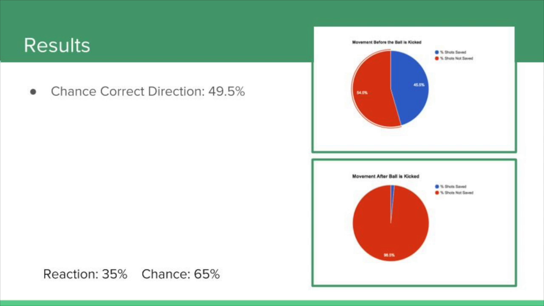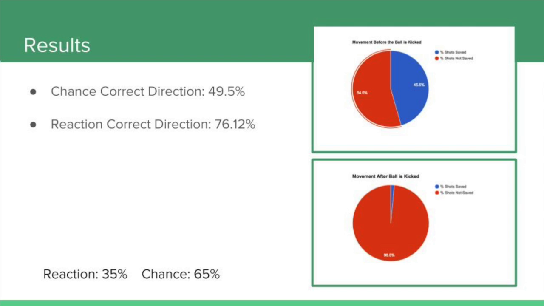Now going into my first point, the data collected from the chance method was pretty remarkable. Theoretically, if a goalkeeper were to guess which side the ball was to go, he would have a 50% chance of guessing the correct direction, left or right. Well, the stats show that a goalkeeper using the chance method guessed the correct direction of the shot very close to 50%, with 49.5%.